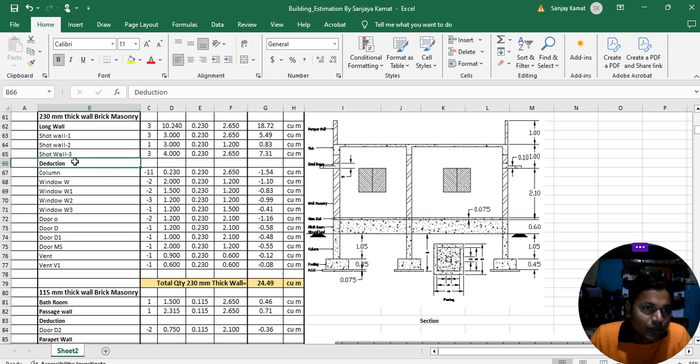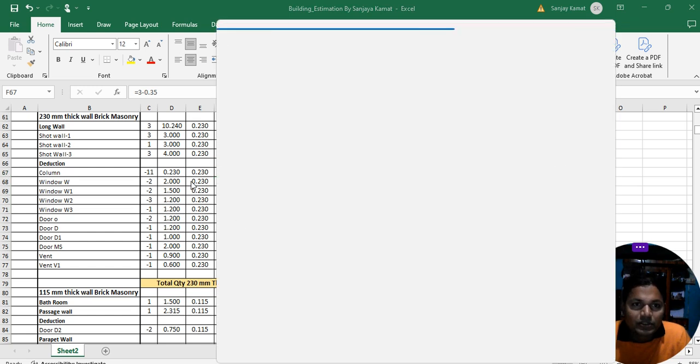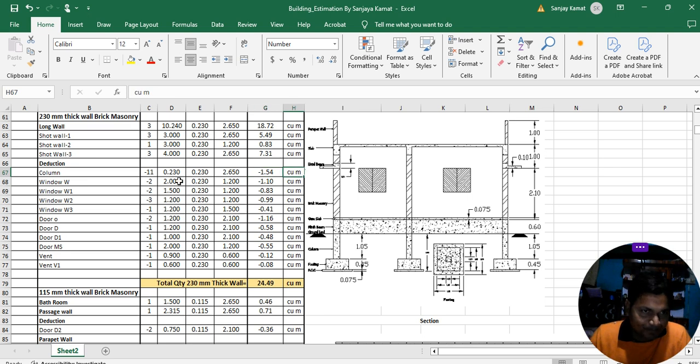Okay. Now we are going to do the deduction. What deduction are we going to do? For column, window 1, window 2, and window 3. Okay. So if we subtract column minus 11, and length should be 0.230 meter, and then breadth will be 0.230 meter, and depth will be 2.650 meter. Then how much will it be? After multiplying this, you will get minus 1.50 cubic meter. Okay.